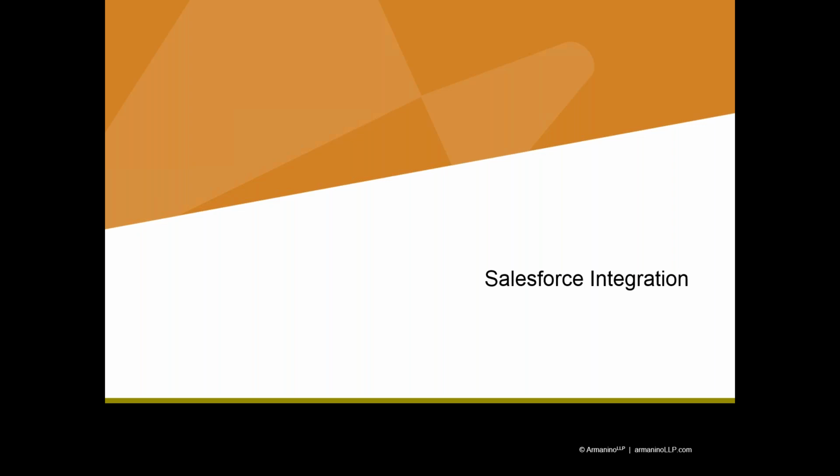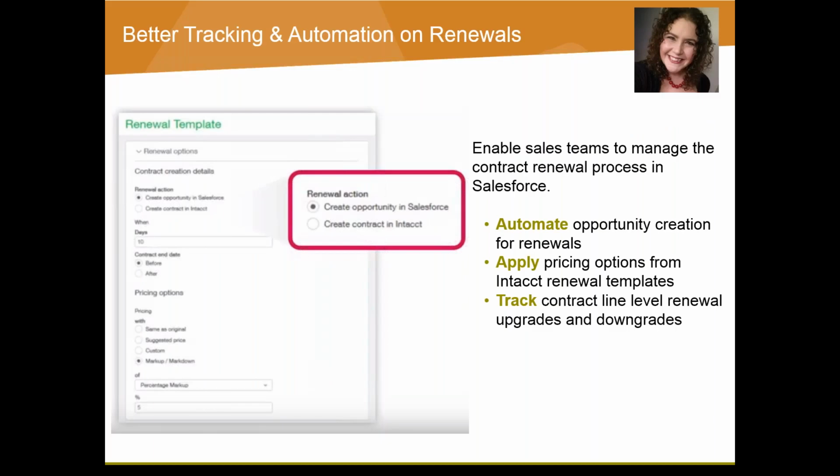Awesome, thanks Manesh. In keeping with what we've seen in the last couple of releases, they're continuing to improve the new Salesforce Integration version 2.0. So one of the first improvements we've got here is better tracking and automation on renewals. This is a really exciting improvement for those of you that are integrating with Salesforce, because what this is going to allow you to do is, once you have your renewals template set up, you'll change your configuration to create the opportunity in Salesforce.